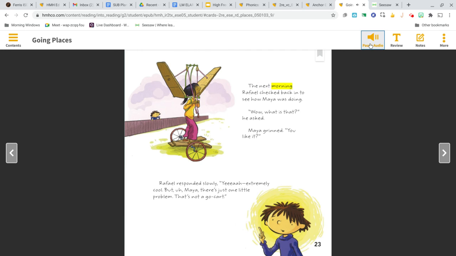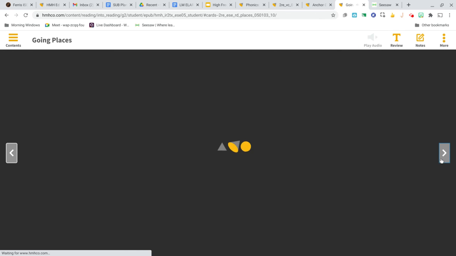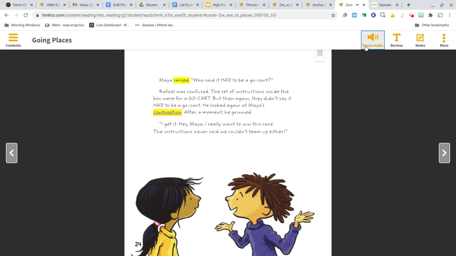The next morning, Raphael checked back in to see how Maya was doing. "Wow, what is that?" he asked. Maya grinned. "You like it?" Raphael responded slowly. "Yeah, extremely cool. But, Maya, there's just one little problem. That's not a go-kart." Maya smiled. "Who said it had to be a go-kart?"